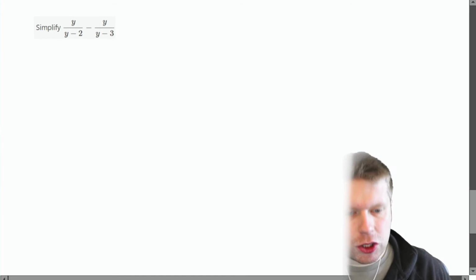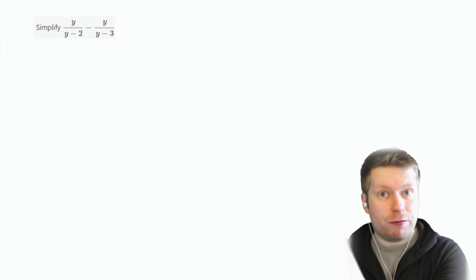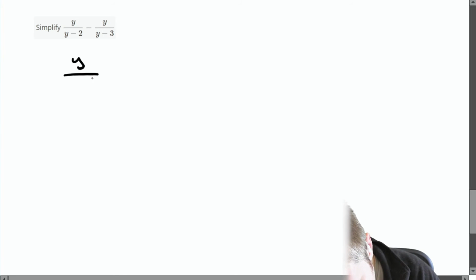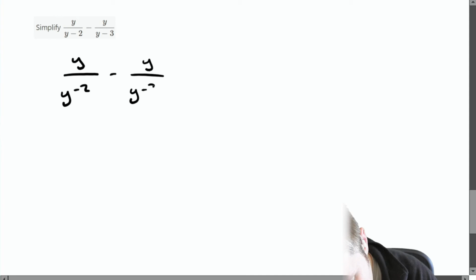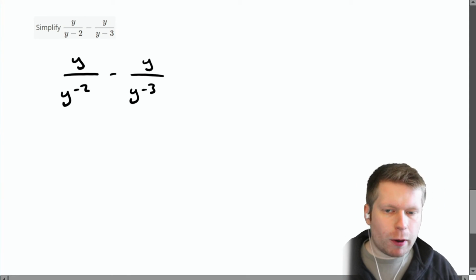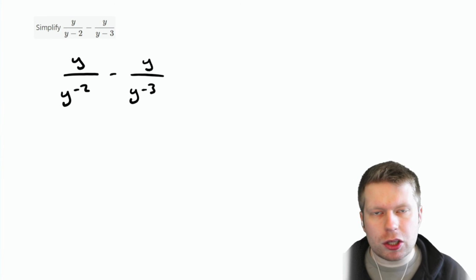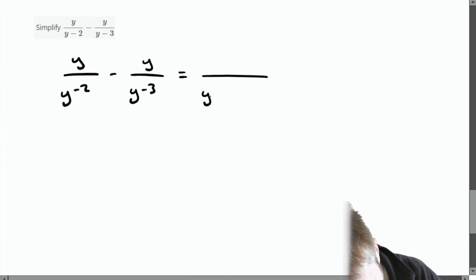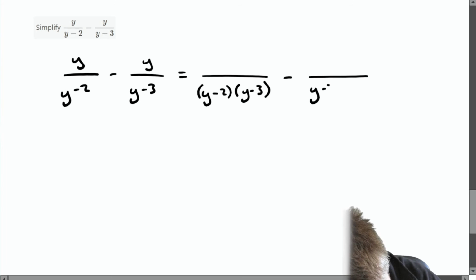Okay, so another algebraic fraction question, but this time we have a variable on the denominator rather than just a number. So okay, we have y over y minus 2, subtract y over y minus 3. I need a common denominator. So the easiest way to get a common denominator, just multiply the 2 denominators together, okay? So in other words, I'm going for y minus 2 times y minus 3 on the denominator of both of these fractions. Okay, so let me just write that in for you.